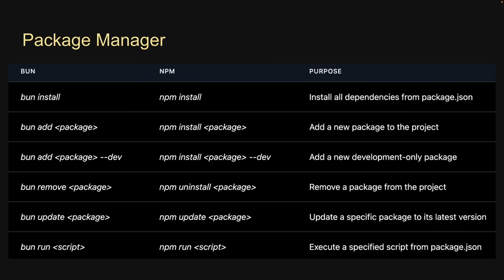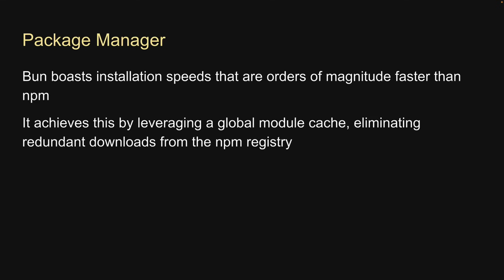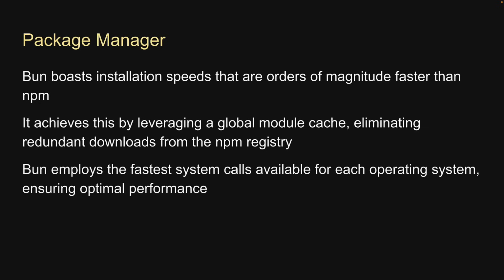Here is a table comparing Bun commands with npm, which is Node's package manager. We have bun install, bun add package with the --dev option, bun remove package, bun update package, and bun run script. At a glance, Bun's commands might seem familiar, but the experience is anything but ordinary. Bun boasts installation speeds that are orders of magnitude faster than npm. It achieves this by leveraging a global module cache, eliminating redundant downloads from the npm registry. Bun employs the fastest system calls available for each operating system, ensuring optimal performance.